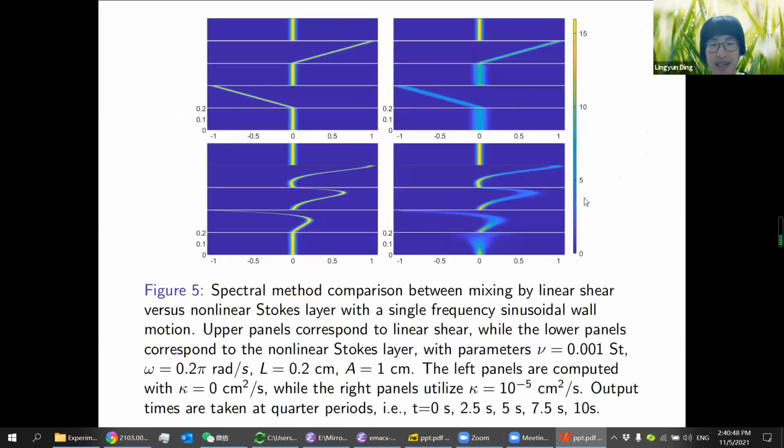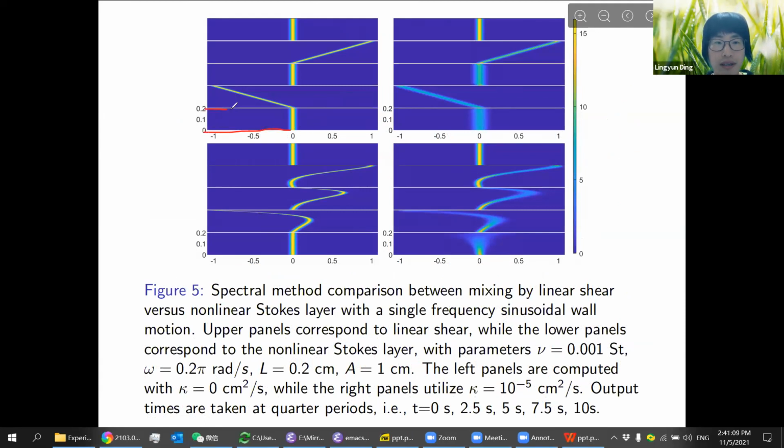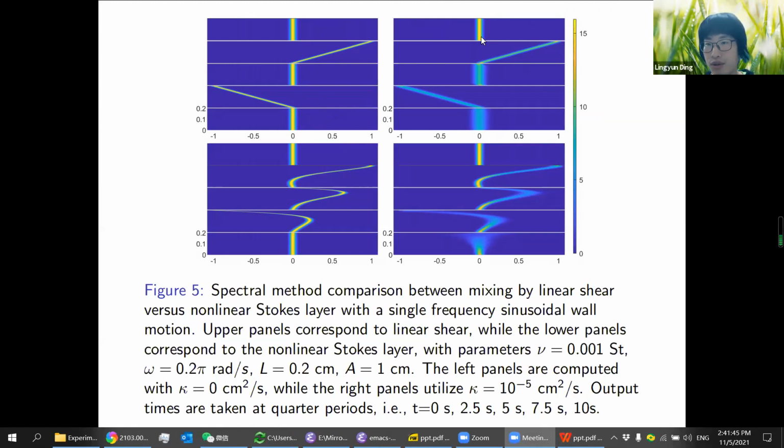Okay, those are experimental results, and here are simulation results. This is a top view of the tracer distribution. Here, this side is a fixed wall, and this side is a moving wall. In this graph, we consider a linear shear flow, equivalent to infinite viscosity, and there's no diffusivity. Since the signal is periodic, after one period everything goes back to the original place. However, if we introduce some diffusivity into this system, we can see that after one period, the dye is spread.